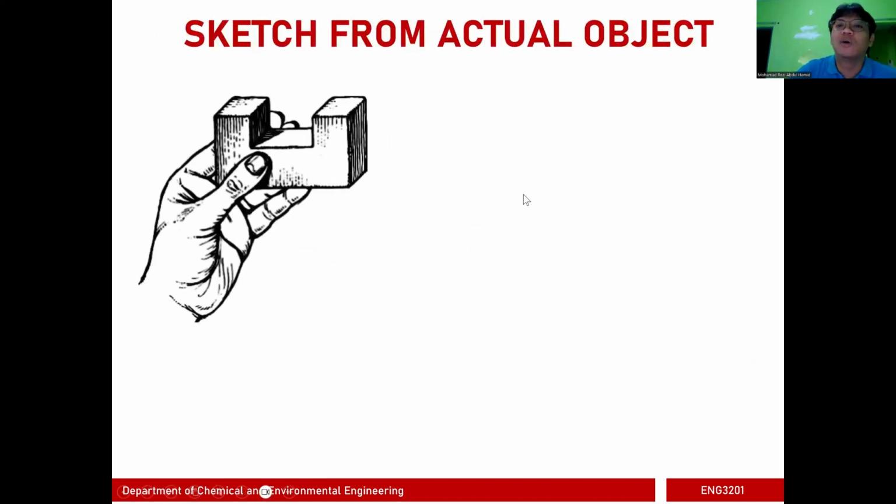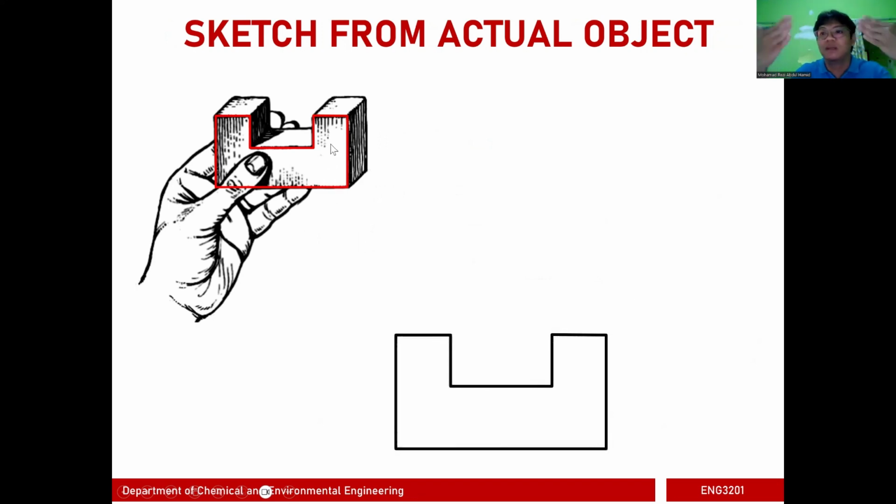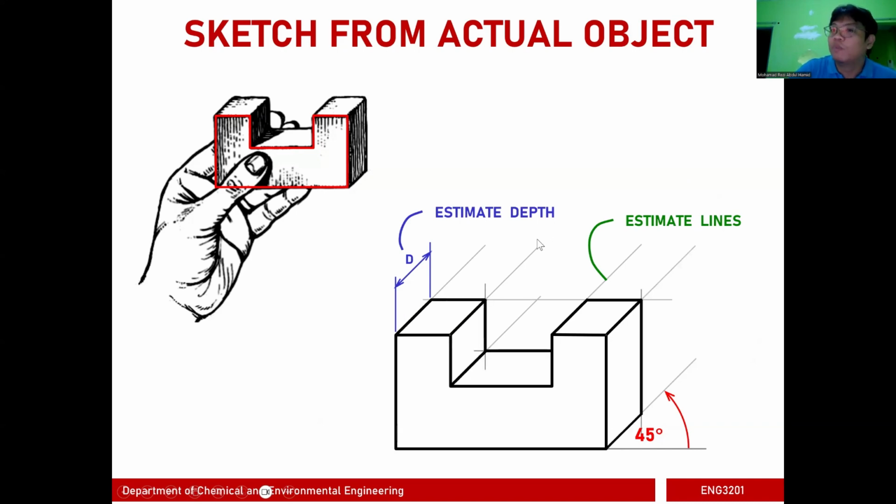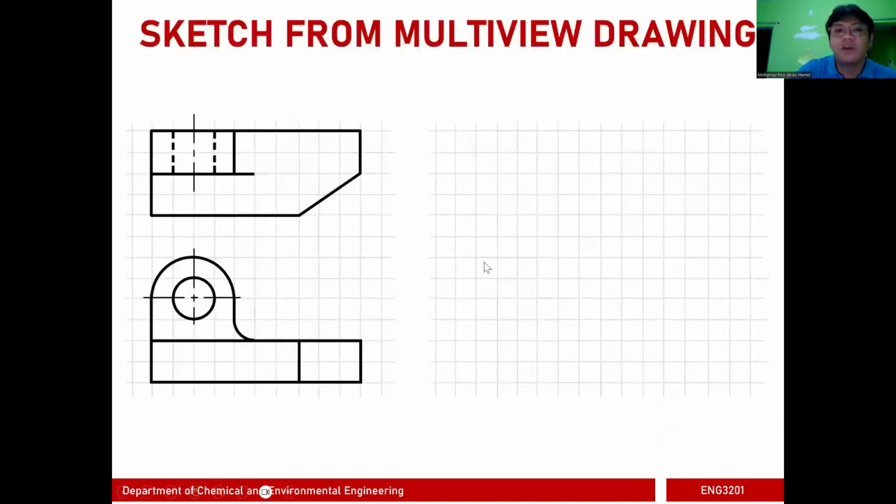Now, how do you draw oblique? So you have a checklist here. First thing first, the front should be parallel to the plane of your piece of paper, if you will. And then you create a 45-degree angle, and you estimate how long the lines are. Estimate depth. You complete the object.